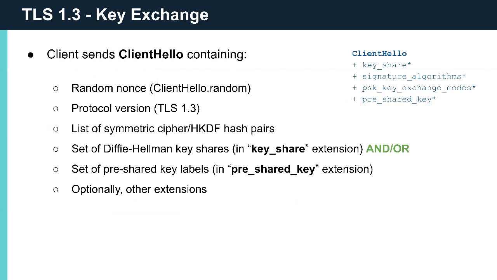If we start to look at those handshake messages, the client sends the client hello. That contains a random nonce, which is the ClientHello.random, a protocol version, which would show up as TLS 1.3 here, a list of symmetric cipher and HKDF hash pairs, and then one or both of either a set of Diffie-Hellman key shares in a key share extension or a set of pre-shared key labels in a pre-shared key extension. It could also include some optional other extensions.